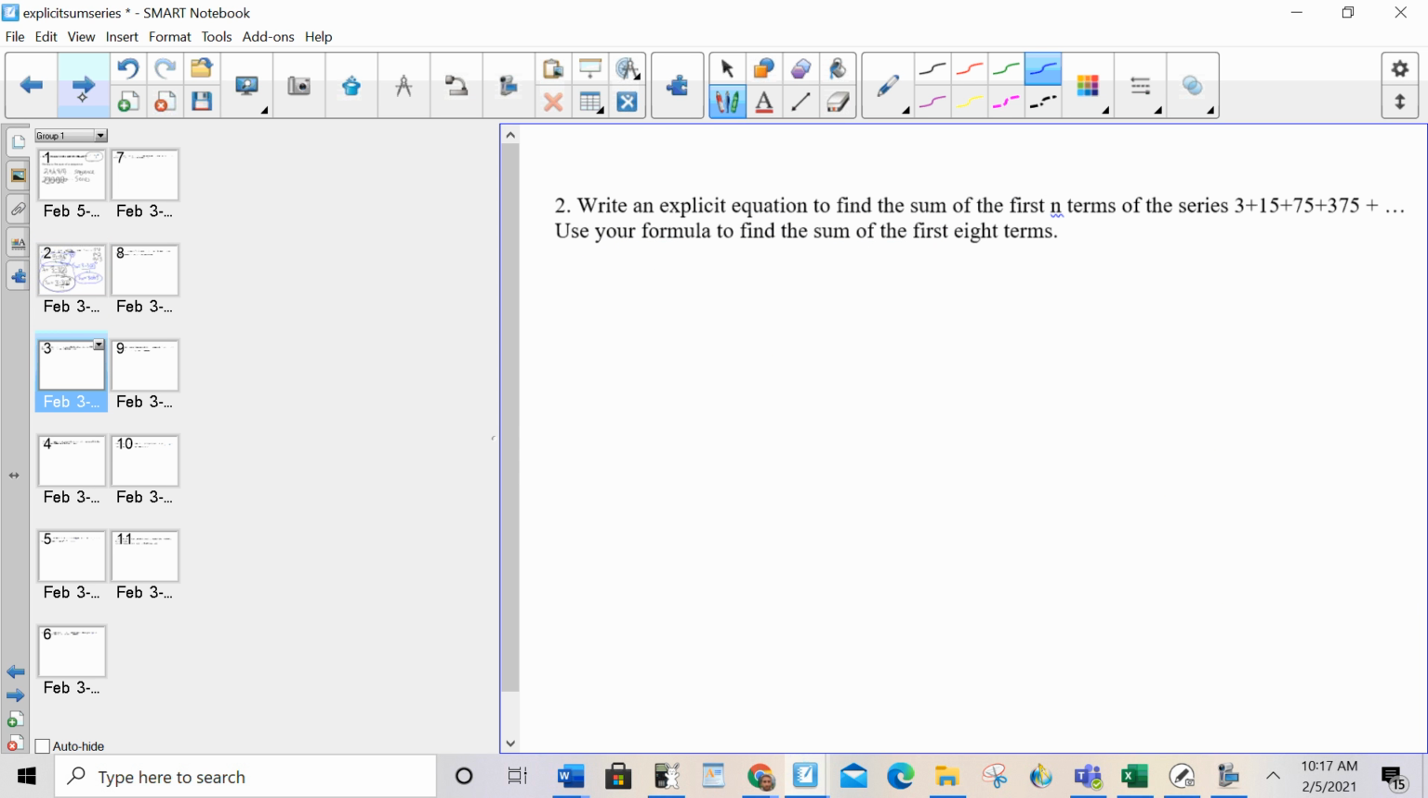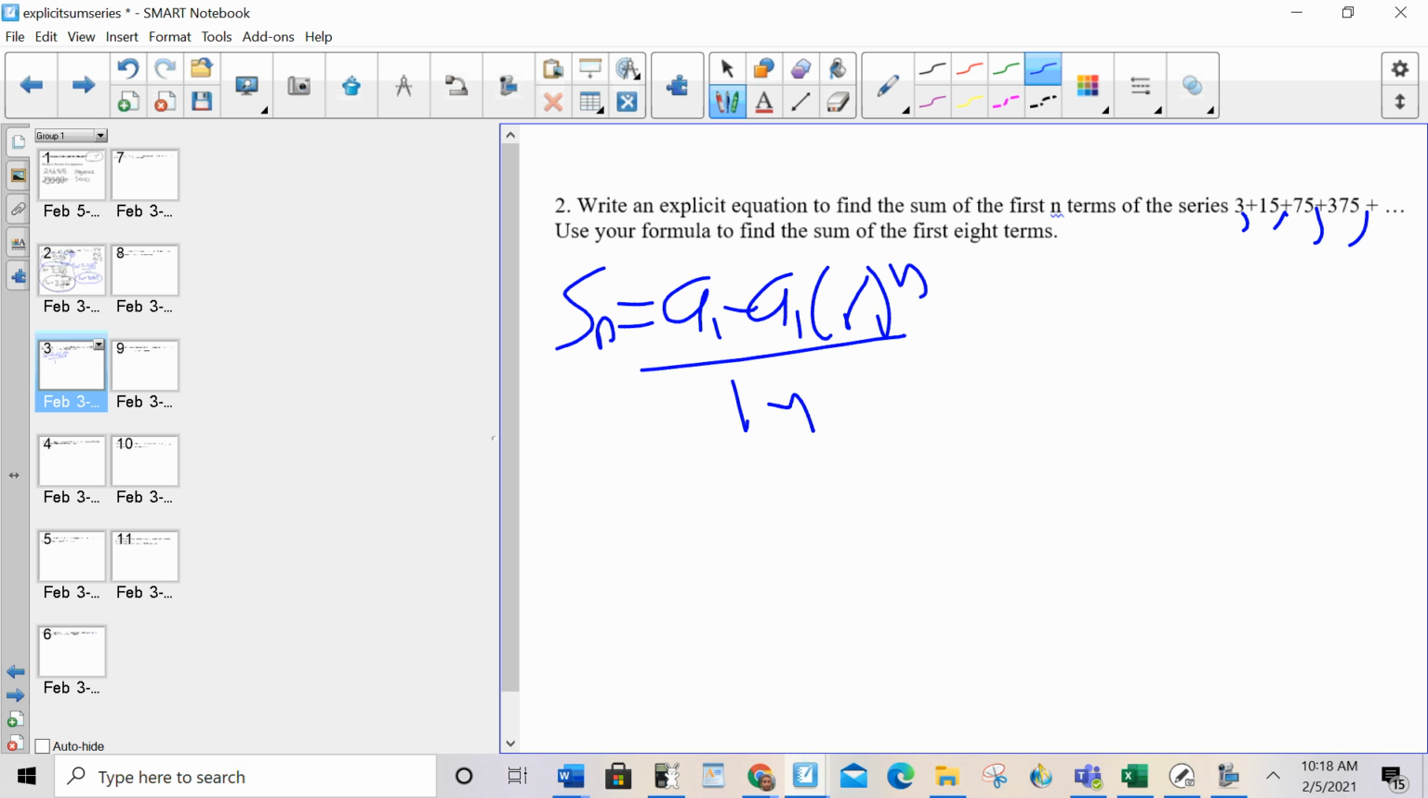Number 2, write an explicit equation to find the sum of the first n terms of the series. So it's the same thing, I'm just giving to you with pluses now. But look at these as separate terms. The pattern 3, 5, 15, 375. You're not adding anything together. You're just recognizing that it's the sum of a sequence, which means it's a series. So I'm going to be using my Sn formula, which is a1 minus a1 r to the n over 1 minus r.